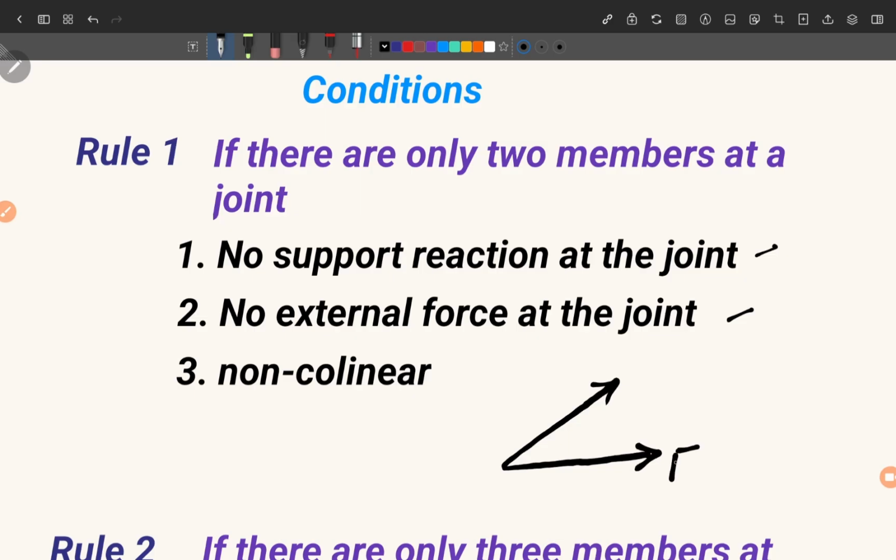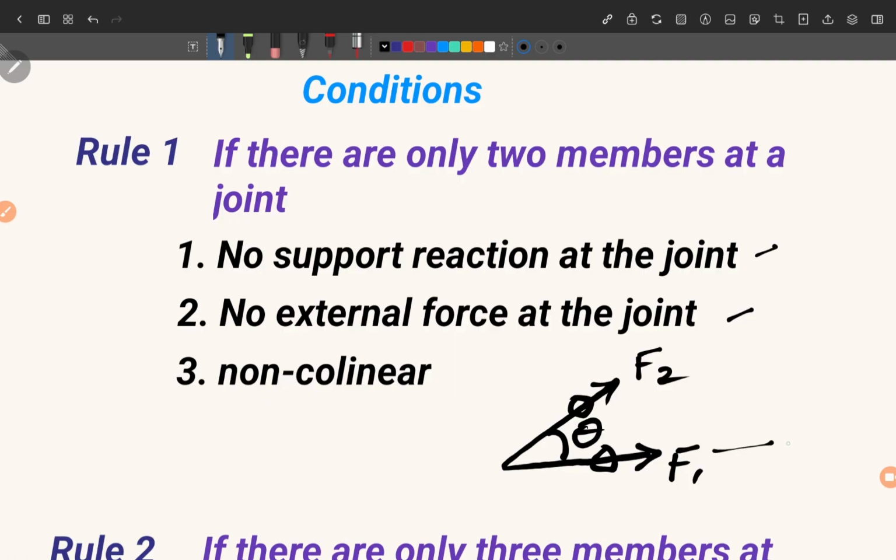and suppose the force in this member is F1, the force in this member is F2, and there is an angle theta between them. I will explain why these two members will have zero force, right? As we are saying that these two members will have zero force, but why will they have zero force? There is a simple explanation.